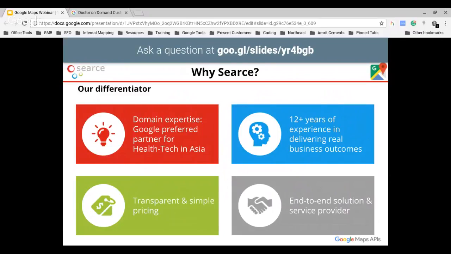So we are Google preferred premier partner for health tech in Asia. Other than this, our focus also lies on logistics and allied industries. But we are Google preferred partners for health tech in India. And on the same lines, I would also like to tell you that we are the quickest to premier partner globally, right? So we used to sell G Suite and GCP to our customers before.